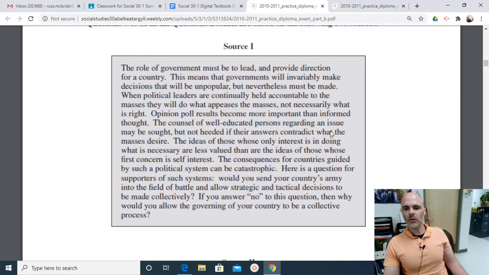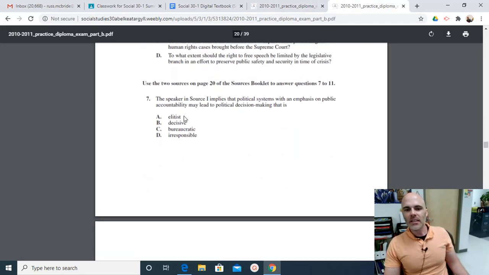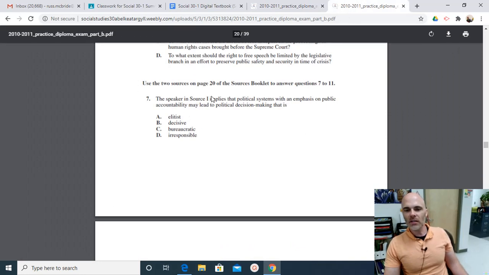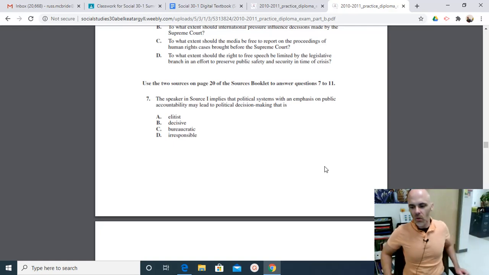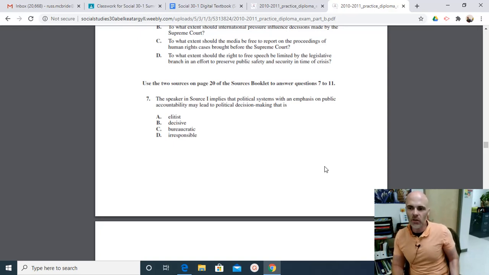Number 7 to number 11 looks like more political questions. The speaker in source 1. Yay, there's more than one source. I get to do lots of reading. The speaker in source 1 implies that political systems with an emphasis on public accountability. So we've got to be careful, because at the end of the course you've seen the word public used many times in different ways. You might get confused and see the word public and think of communism. It's not saying communism, it's saying public accountability. It's not saying public property, so read it carefully.